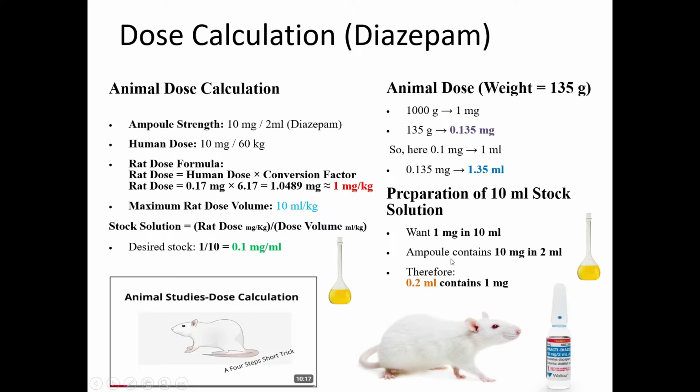For that, our ampoule contains 10 mg in 2 ml. Therefore we will take 1 mg from that 10 mg. For that we have to divide it by 10. So 0.2 ml contains 1 mg. We will use that 1 mg and add it to 10 ml of stock solution. Now this stock solution is ready. From this, 1.35 ml we will use to give the dose for a 135 gram animal. So this is how you can calculate diazepam dose.